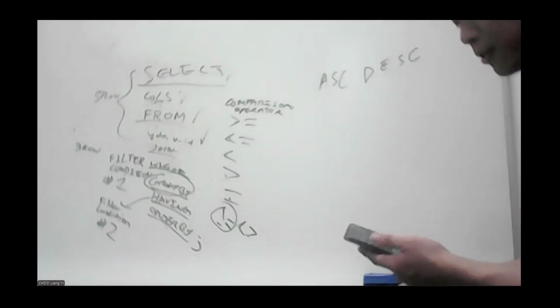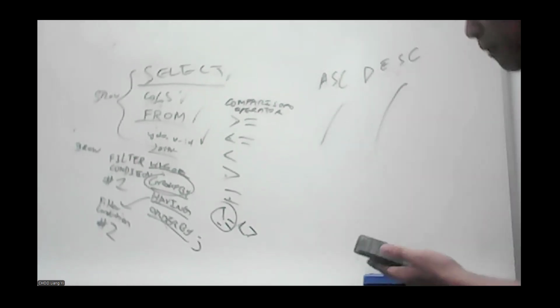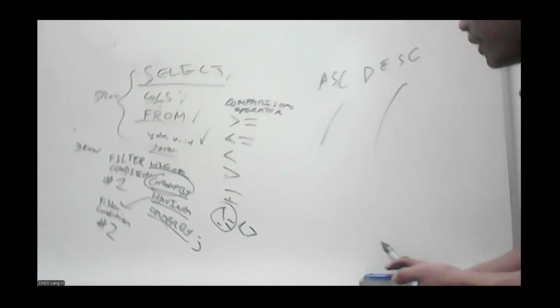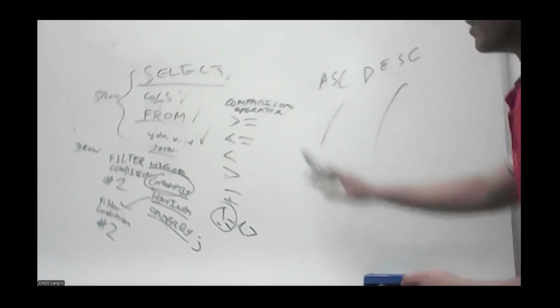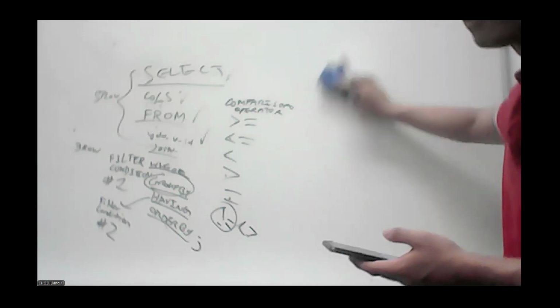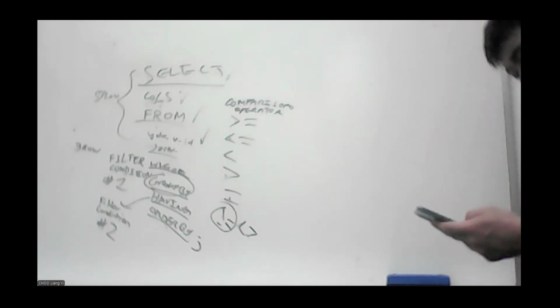Ascending, small to high. Descending, high to small. Up, down. Ascending, descending order. Then, for now, that's about it for why the keyword order is as such. Then I talk a bit more about operators.